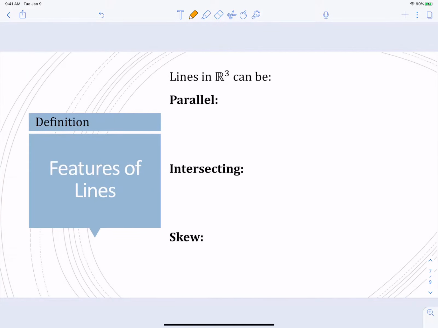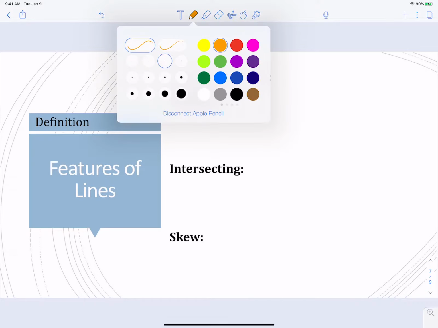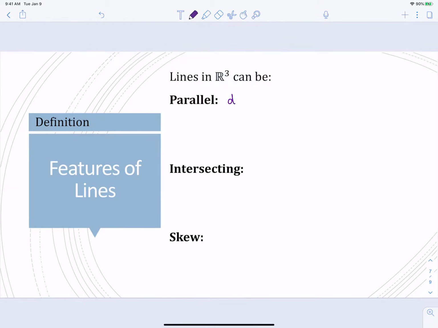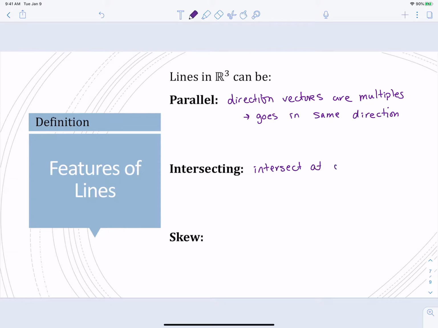All right, one more thing with lines. So lines in R3, if we're looking at 2 different lines, they can either be parallel, they can intersect, or they can be skew. If they're parallel, that means that their direction vectors are multiples. It's basically saying it goes in the same direction. So they may not be near each other, but they're going in the same direction. They have the same slope. If they're intersecting, they're going to intersect at one point.